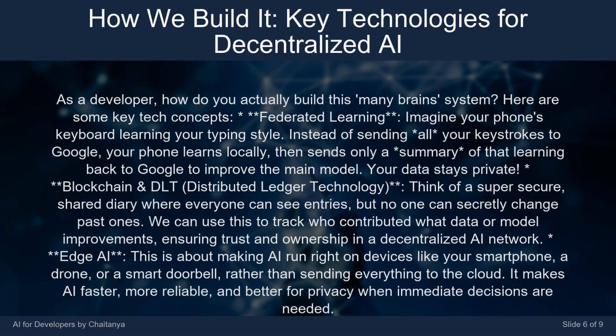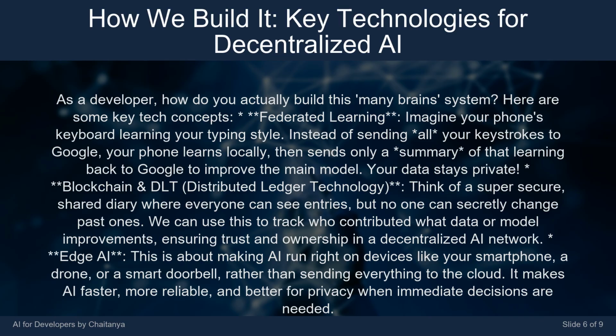Blockchain and DLT. Distributed ledger technology. Think of a super secure, shared diary where everyone can see entries, but no one can secretly change past ones. We can use this to track who contributed what data or model improvements, ensuring trust and ownership in a decentralized AI network.